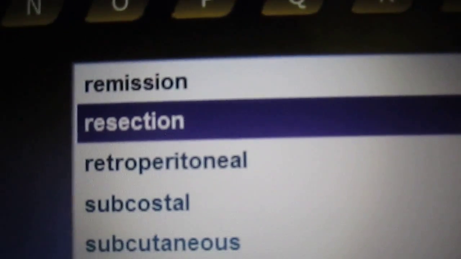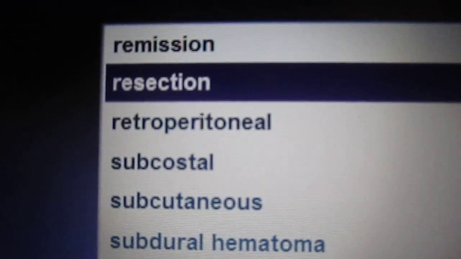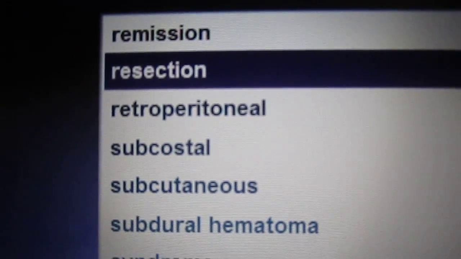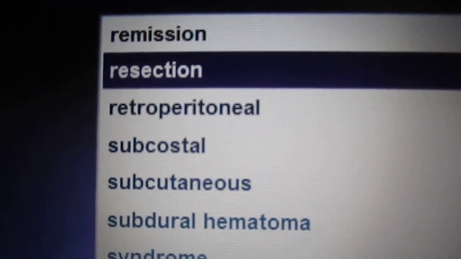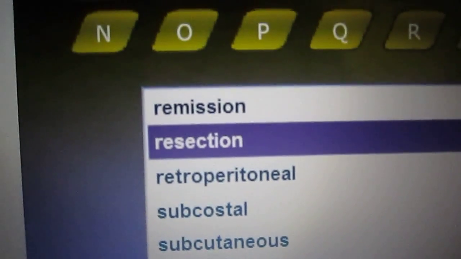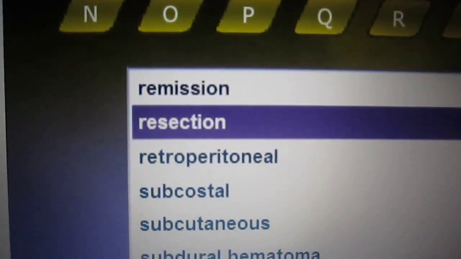Resection. The prefix re means back or behind. The suffix section means cutting. A resection then literally is cutting back, as in the sense of cutting out, excising, or removing an organ.